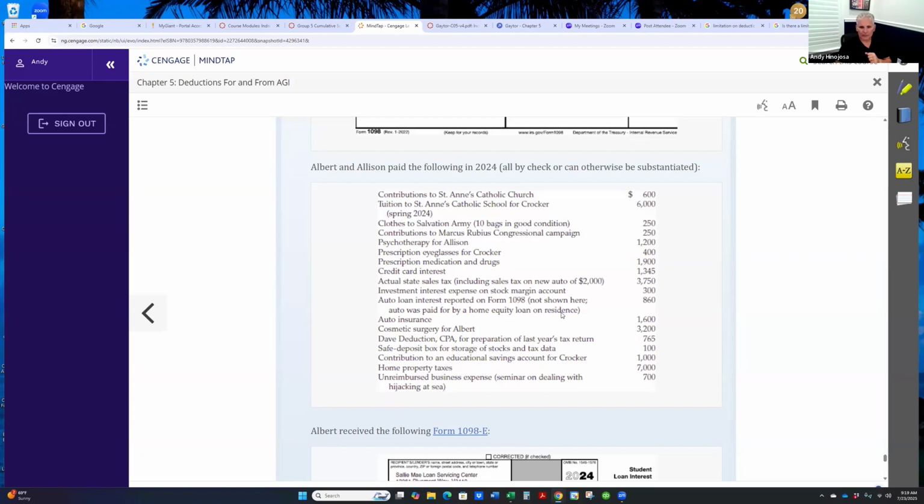Contributions to an educational savings account for Crocker. Contributions to an educational savings account are not going to be deductible. Now, there are some tax advantages for certain types of plans, like a 529 plan. That doesn't mean you shouldn't create the 529. You should, or could, and can.